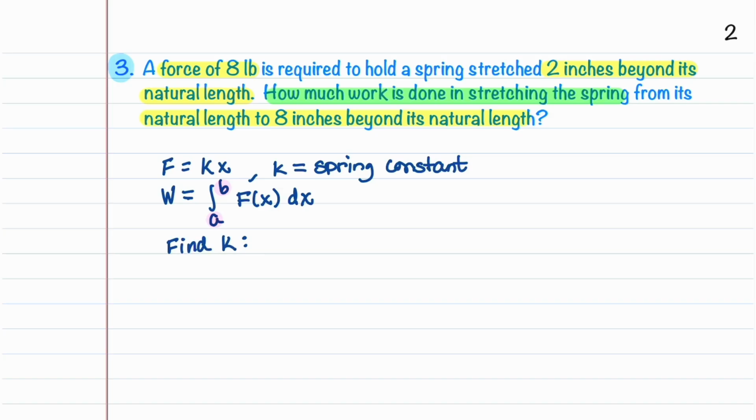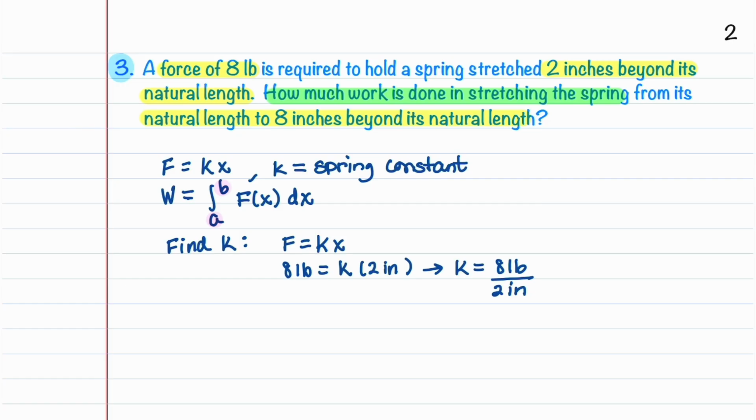K can be found by the equation F is equal to k times x. Since a force of 8 pounds is required to hold a spring stretched 2 inches beyond its natural length, we can let our force be equal to 8 pounds, and then x is going to be 2 inches. k then is equal to 8 pounds, all divided by 2 inches.